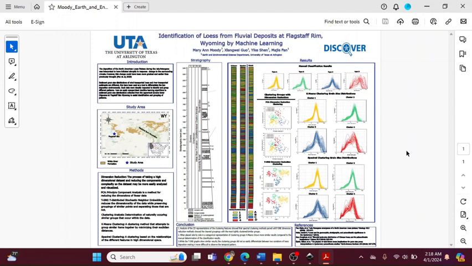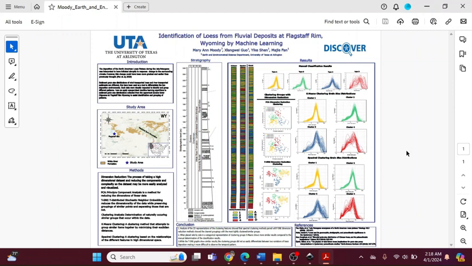So the deposition of the North American loess plateau that occurred during the Paleogene was initially believed to be very abrupt and caused by the climate change of the surrounding area. However, research has determined that it may have been more gradual and earlier than previously thought.